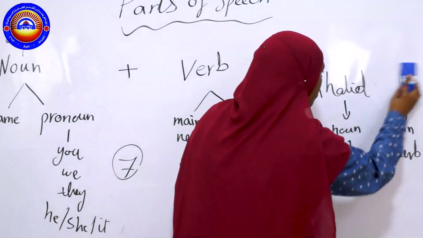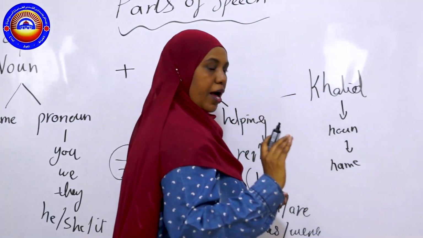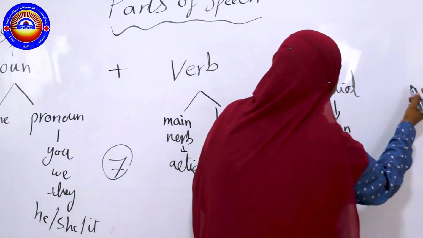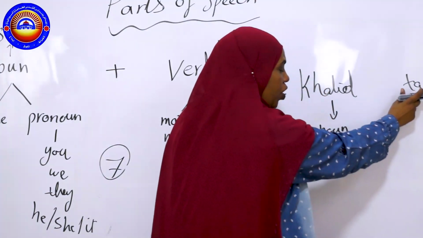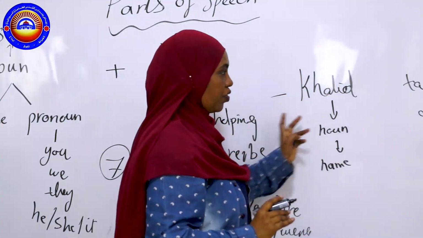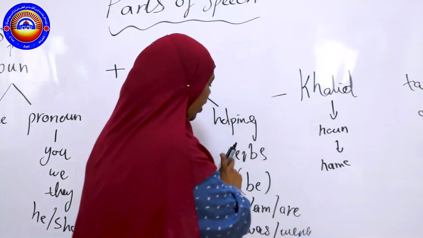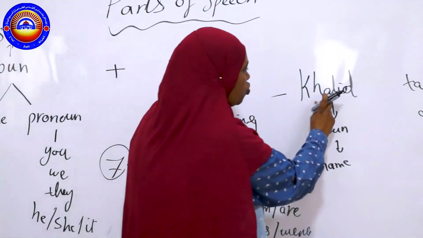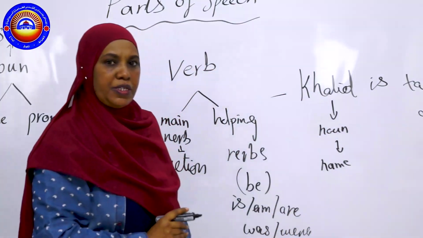Okay, let us change it. I have an adjective here. Khalid is tall. This word is an adjective. It is not a verb. So this sentence doesn't contain a verb. So here I have to put the helping verb is, which is suitable with Khalid. And then my sentence will be complete.